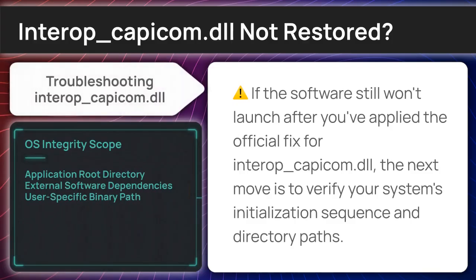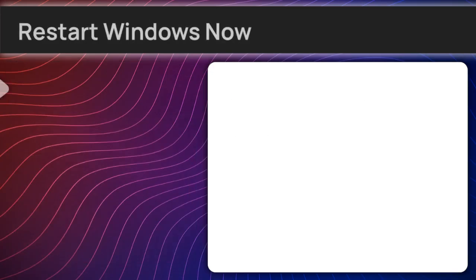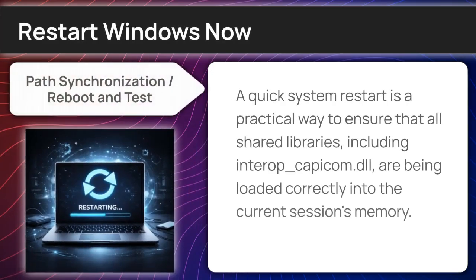If you're still finding yourself stuck after the reinstall, our next priority is to check for any active blocks in the system path. A full system restart clears the temporary memory cache and allows Windows to attempt a fresh initialization of all required libraries, including Interop Crypto API COM adapter.